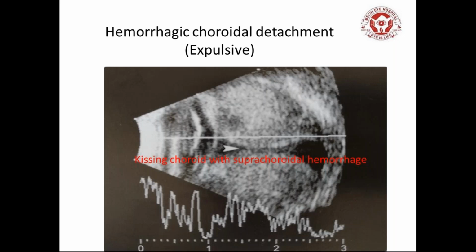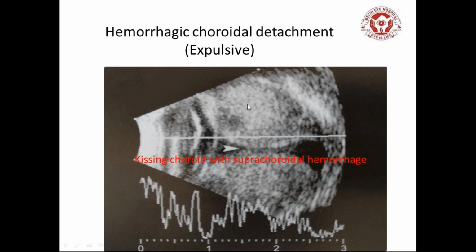So we can see here there is a typical sign of choroidal detachment, that is the kissing sign, and we can see this type of images in case of traumatic choroidal hemorrhage following intraocular surgery. So this is the expulsive. Now coming to retinoschisis and negative RDs, or PVD, or choroidal detachment.